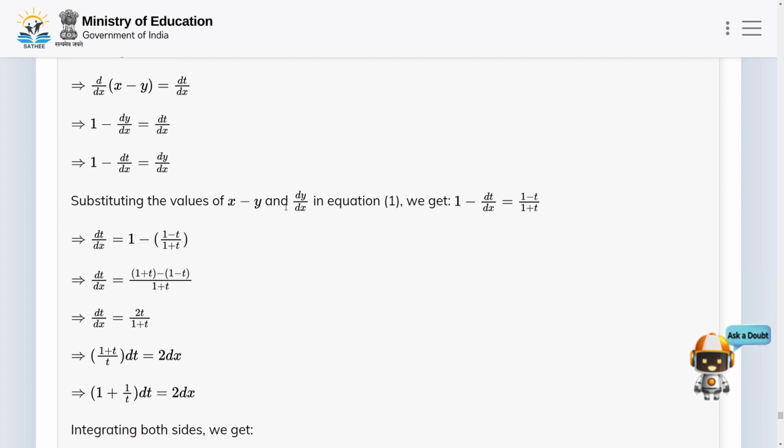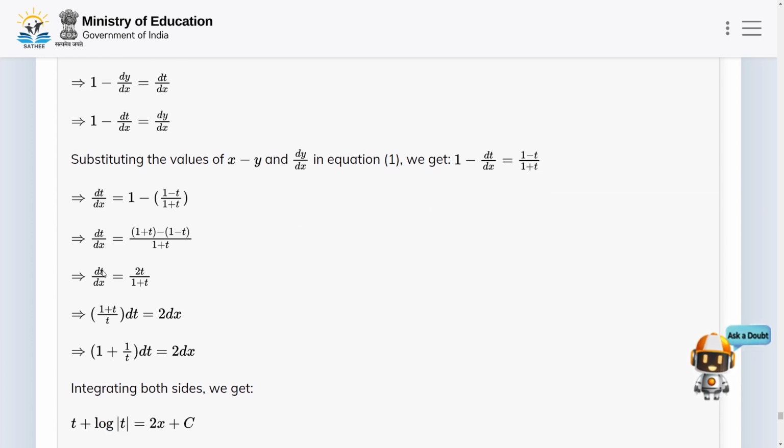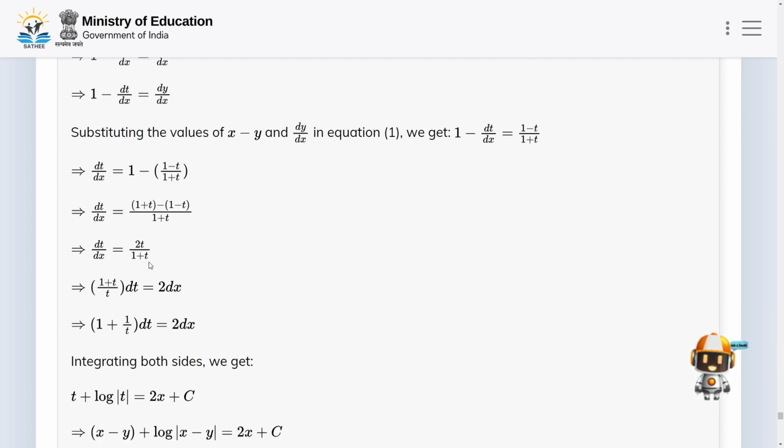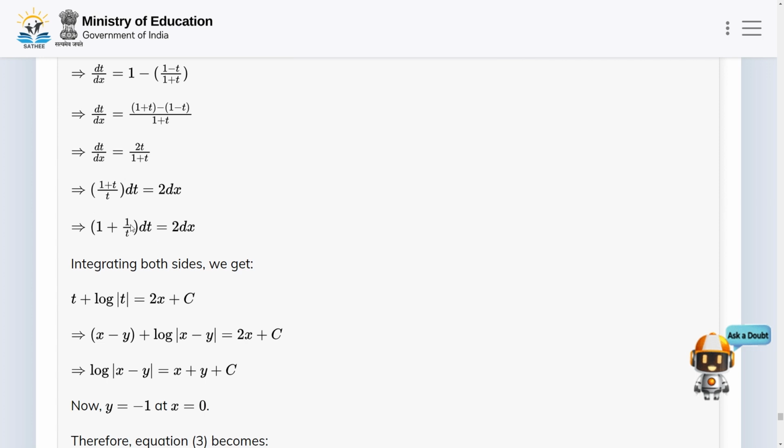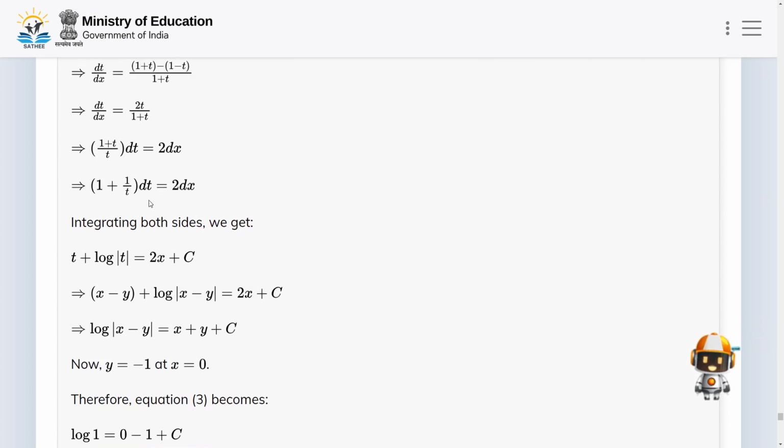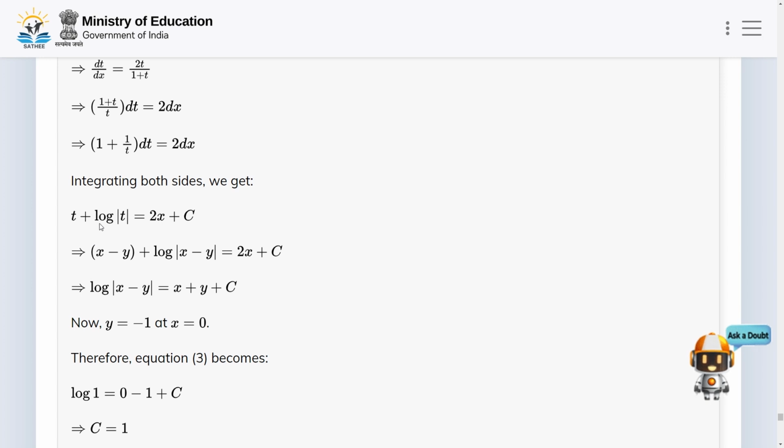This means you will have 1 minus dt by dx is equal to 1 minus t divided by 1 plus t. This means dt by dx can be rewritten as 2t divided by 1 plus t. Rearranging some terms, cross multiplication, you can use the method of separation of variables. So 1 plus 1 by t dt is equal to 2 dx. Integrate both sides. You will have t plus log t is equal to 2x plus some constant.